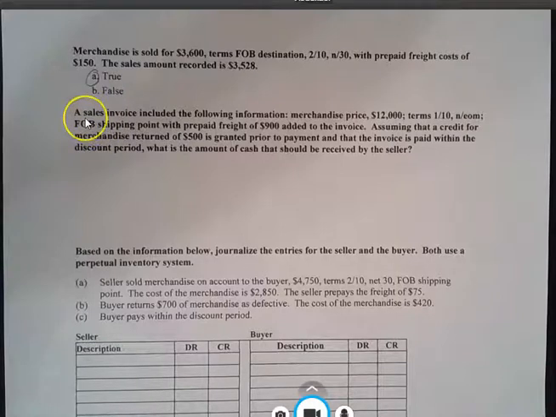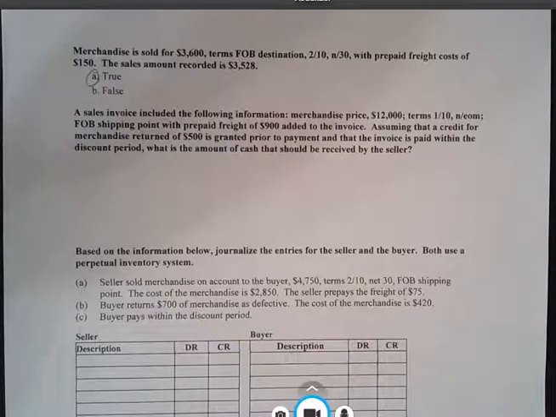Okay. Next question says, a sales invoice included the following information: merchandise price, $12,000. Terms, 1/10 net EOM, that means end of month. FOB shipping point with prepaid freight of $900 added to the invoice. Also says, assuming that a credit for merchandise returned of $500 is granted prior to payment and that the invoice is paid within the discount period, what is the amount of cash that should be received by the seller?